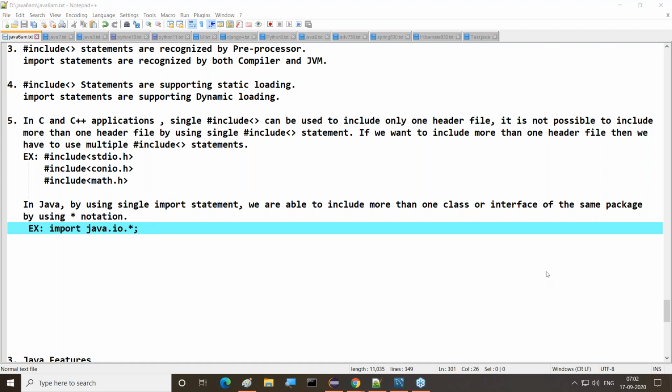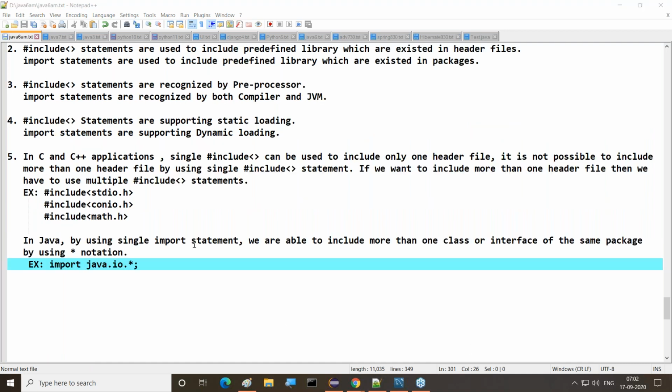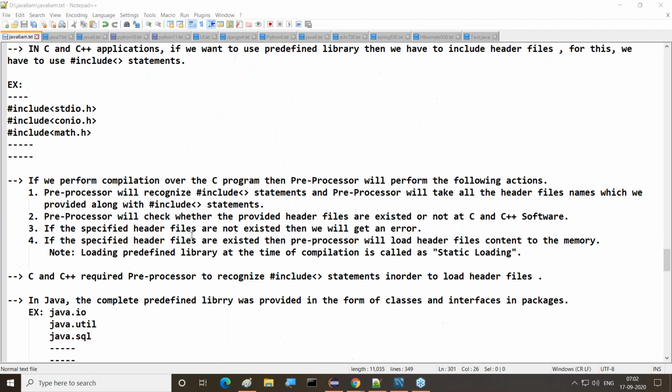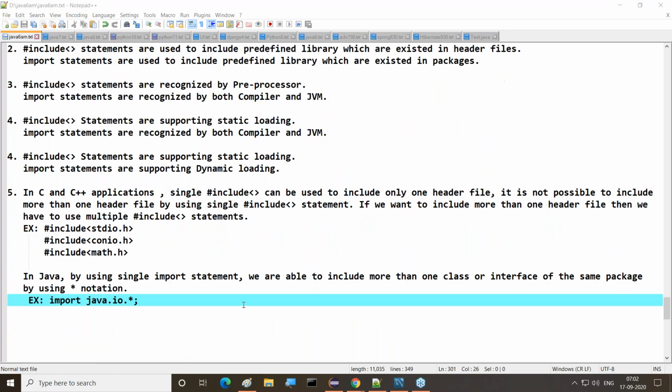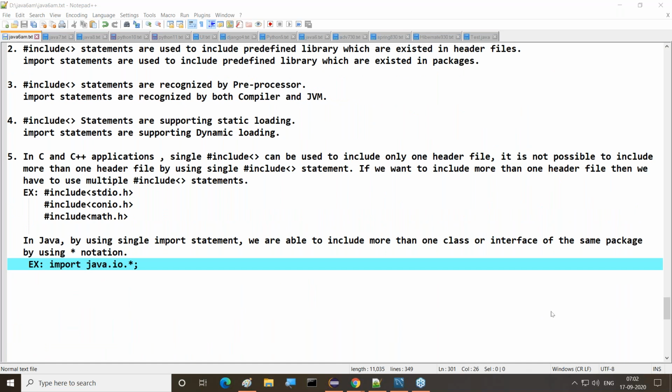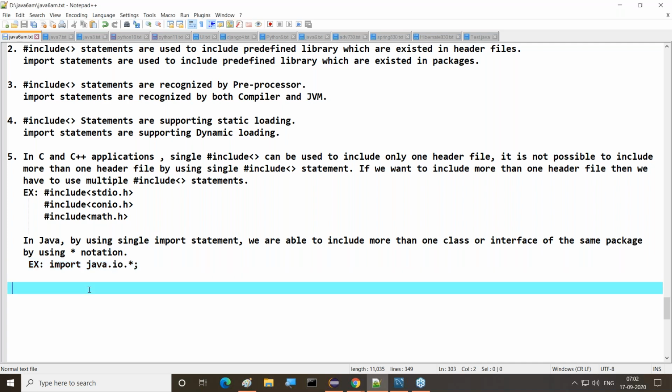So that's all for today. The second difference we have completed here. The third difference we will discuss later in class, not immediately now. And path, classpath, and environment variables we will discuss in first application development, the steps to prepare the first Java program. There I will definitely discuss with you, not now. That's all, guys.